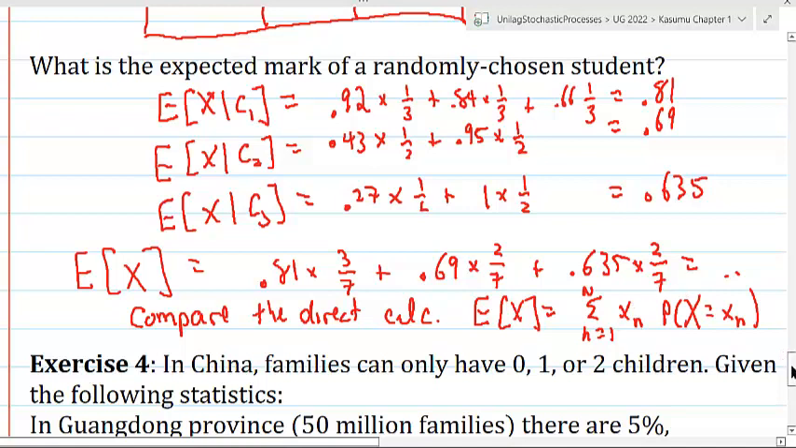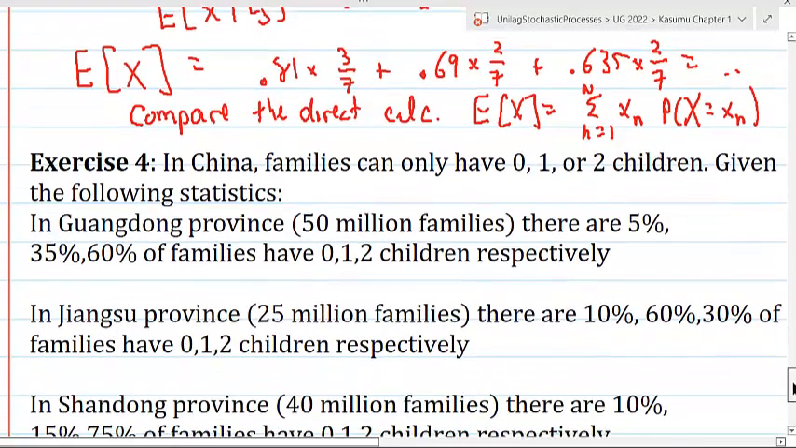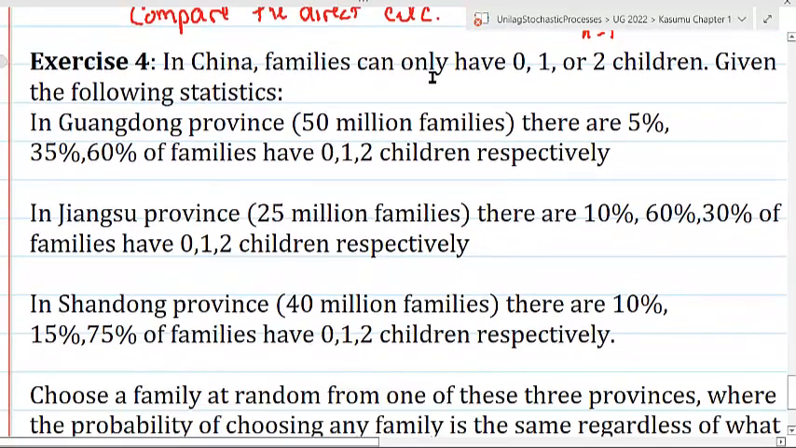So we have another exercise here to emphasize this concept. In China, families can only have 0, 1, or 2 children. Given the following statistics, in Guangdong province with 50 million families, there are 5%, 35%, and 60% of families that have 0, 1, and 2 children respectively. In other words, 5% have 0 children, 35% have 1 child, and 60% have 2 children.